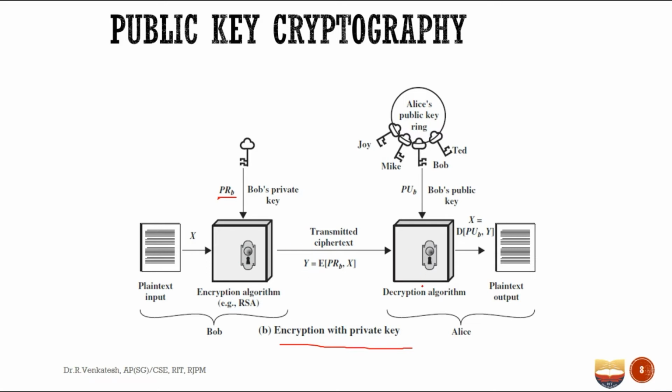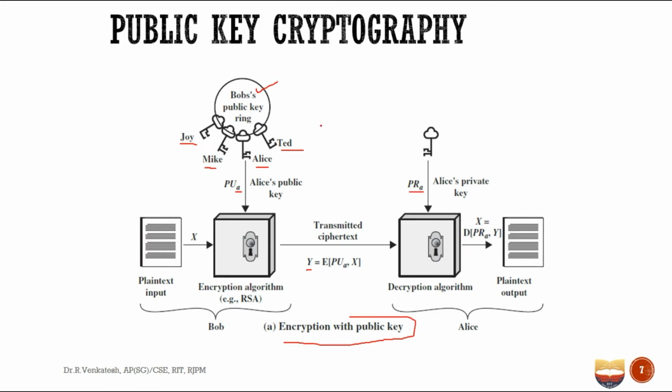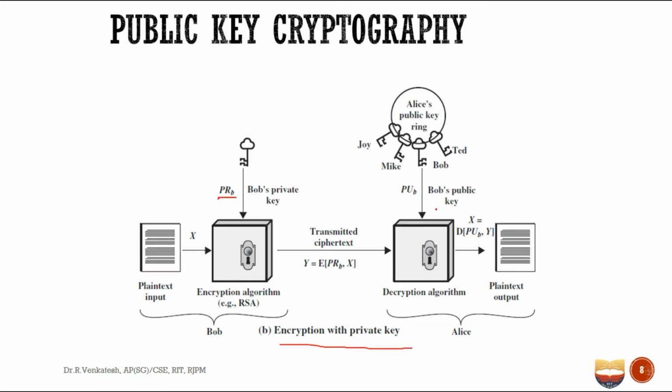In the decryption algorithm, we use Bob's public key, like the previous concept. Likewise, Alice also maintains a set of public keys, a public key ring. From that, Alice chooses Bob's public key. Because the plaintext was encrypted by Bob's private key, the exact matching key is found by Alice in the public key ring. So from the key ring, we choose Bob's public key.